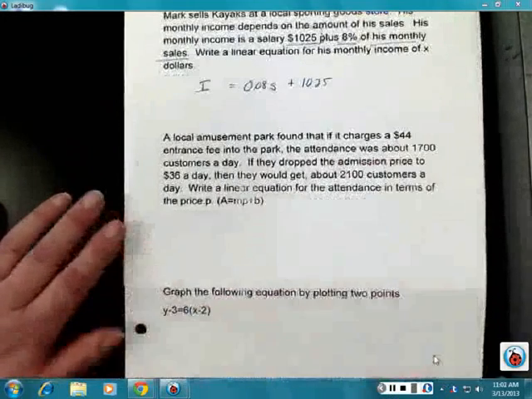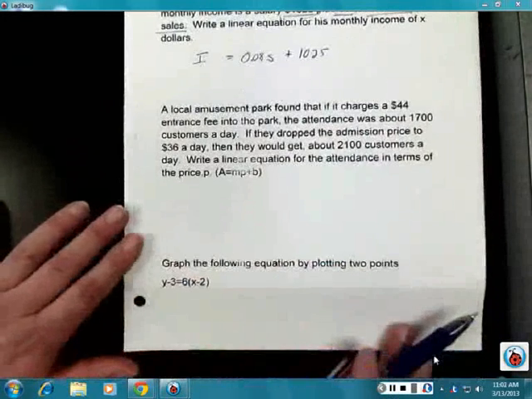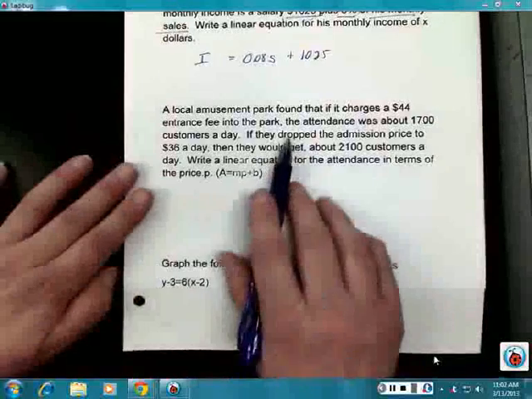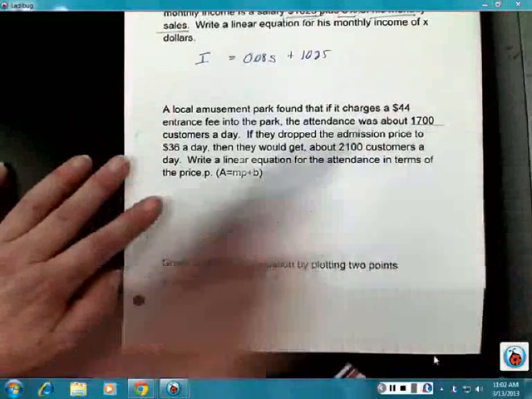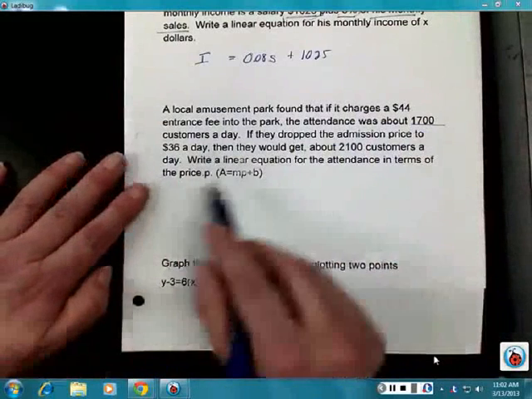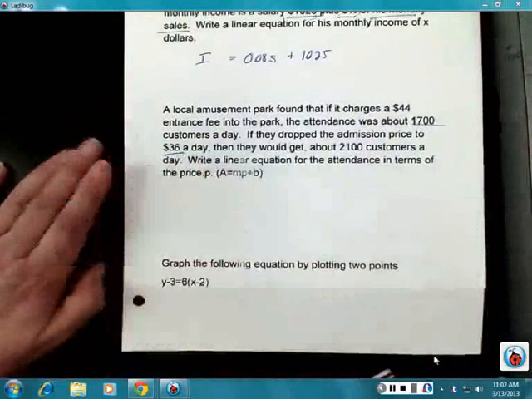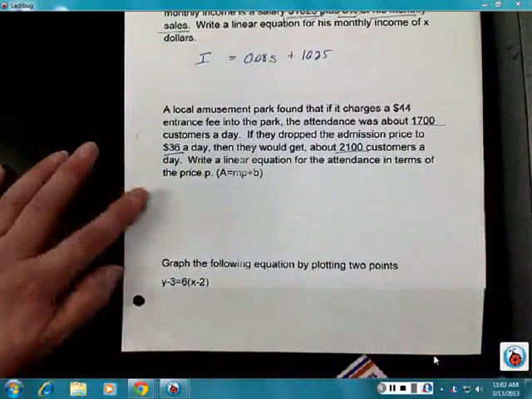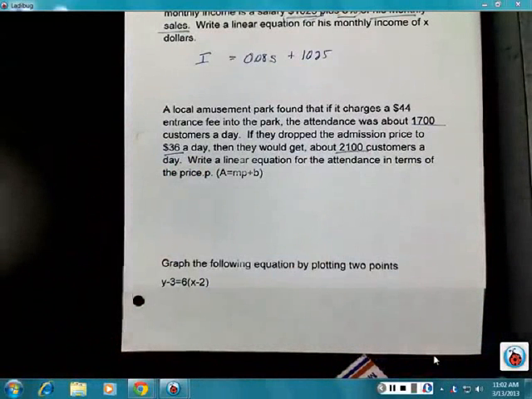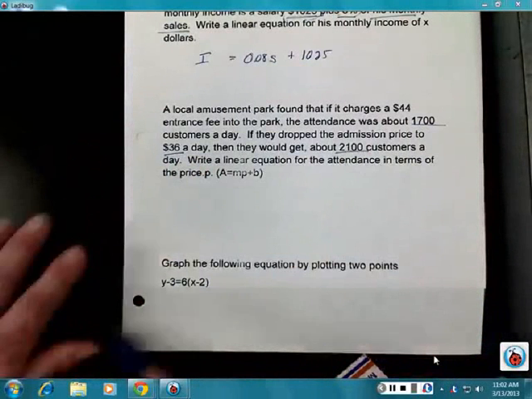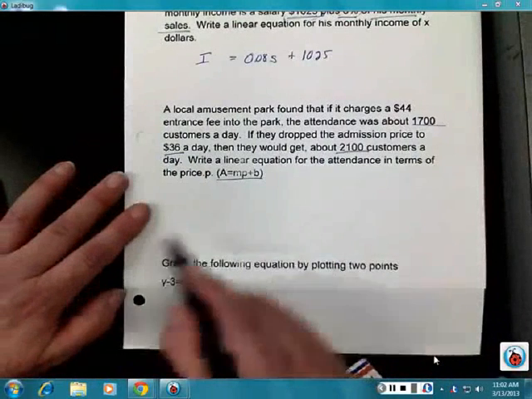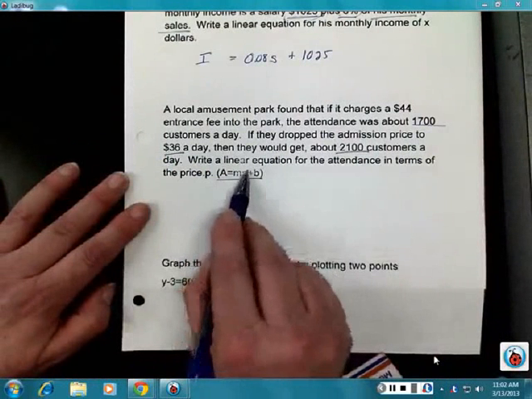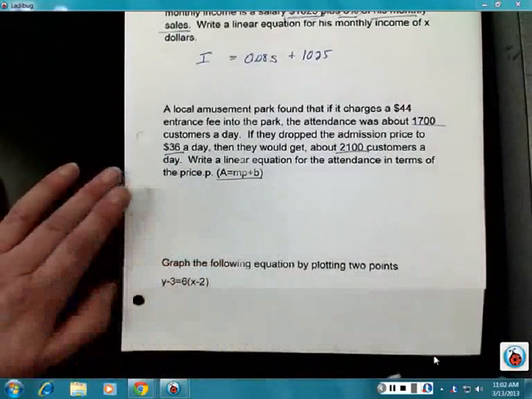The next one on there is: the local amusement park found that if it charged $44 entrance fee into the park, the attendance was about 1,700 people or customers a day. If they dropped the admission price to $36 a day, they would get 2,100 customers a day. Write a linear equation for the attendance in terms of the price P, meaning this is what I need to have. My B meaning that I get my intercept. My P is the price that affects what happens to this.